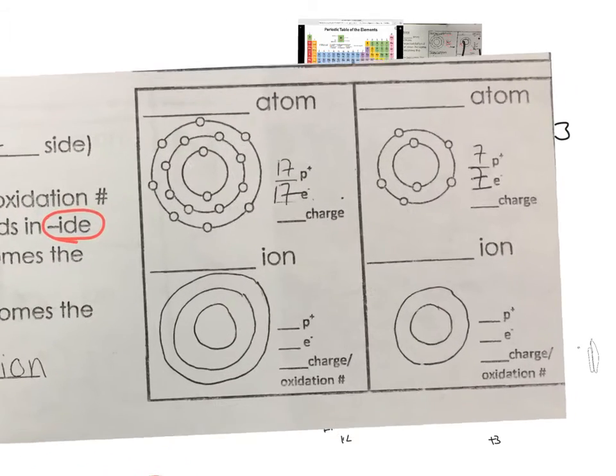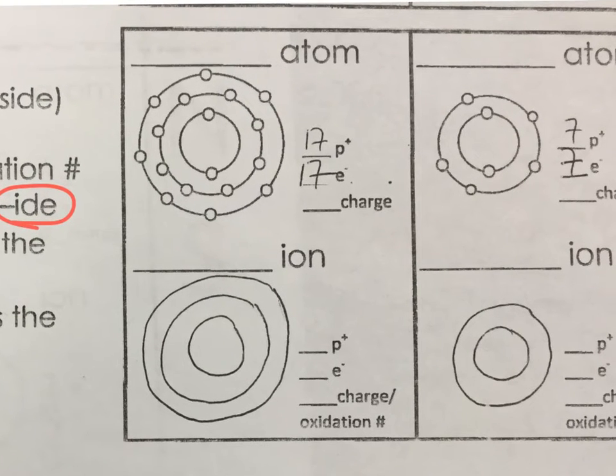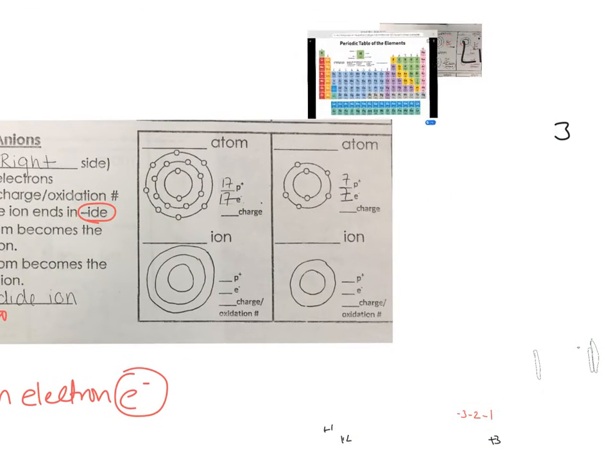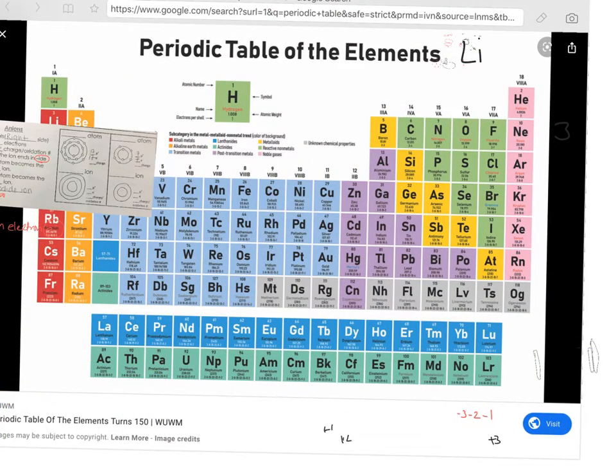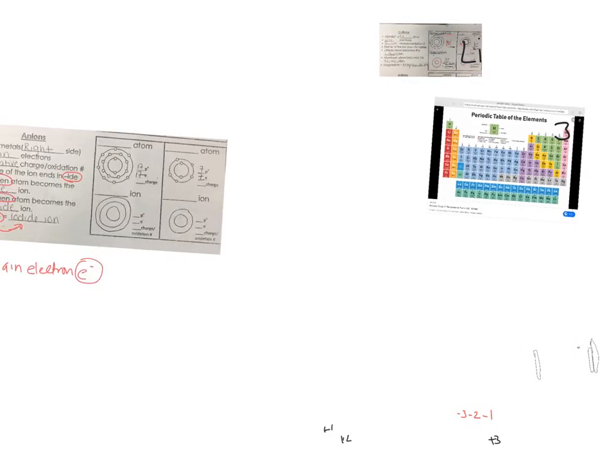Okay, so let's look over here. What atom is this? Well, it's got 17 protons. That's a chlorine. Okay, let's look at the periodic table. 13, 14, 15, 16, 17. That's chlorine.